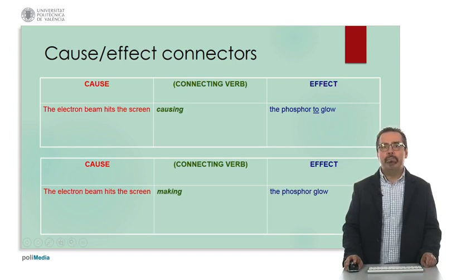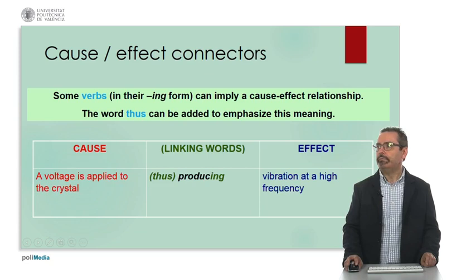But if we use the verb make, we don't need to add any particle, as in the example, with exactly the same meaning. The electron beam hits the screen, making the phosphor glow. We can use also many verbs in the ing form to imply a cause and effect relationship. And very often in technical English we use the particle thus, introducing the ing form of the verb. Here we have a typical example.